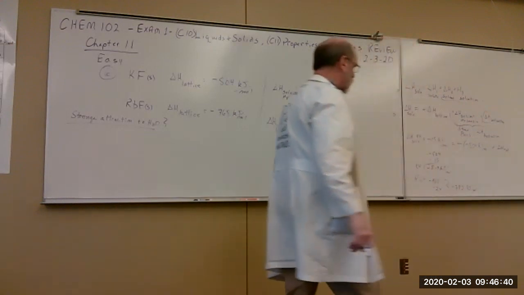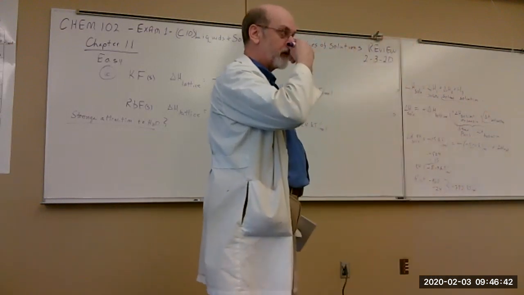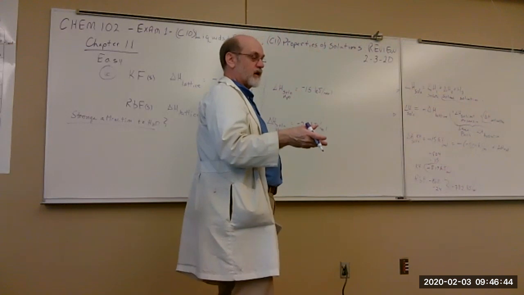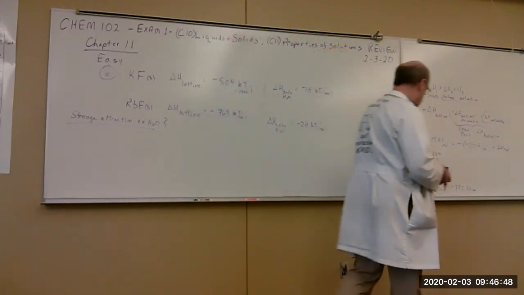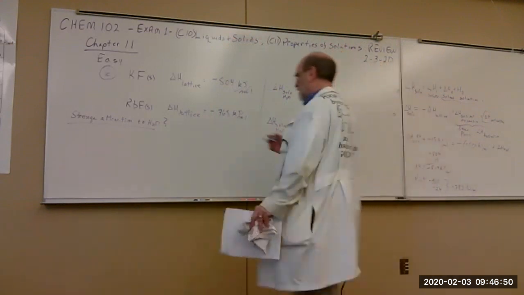Now, which one has a stronger affinity for water? The more negative one, because that's the one that gives you more energy back. So KF. Right. So KF has the stronger affinity for water.